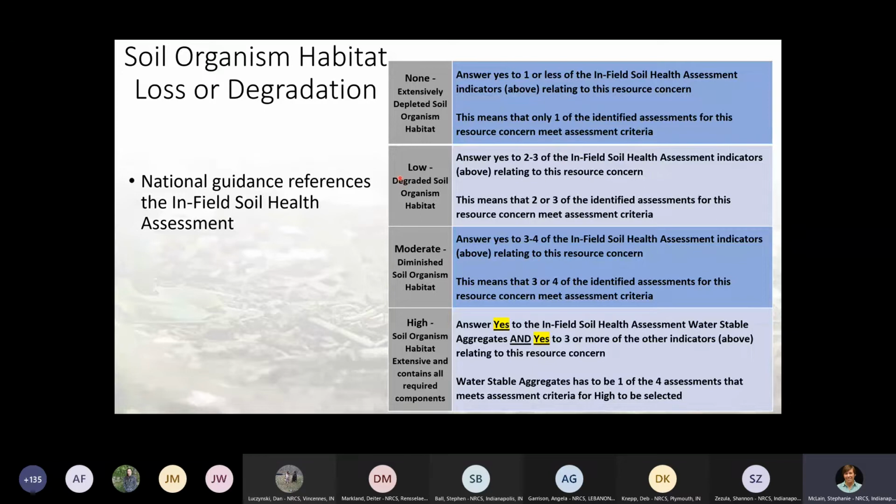And then again, that moves up for your low category. You're answering yes to 2 or 3 of the soil health assessments. Moderate, you're answering yes to 3 or 4 of the assessments. And then finally, with your high, you're answering yes to 3 or more of the indicators, as well as you must answer yes to water stable aggregates. So they've put some caveats on high for some of these resource concerns. If you're going to be a high category for soil organism habitat loss or degradation, you have to have water stable aggregates.